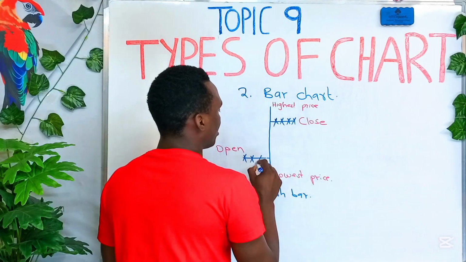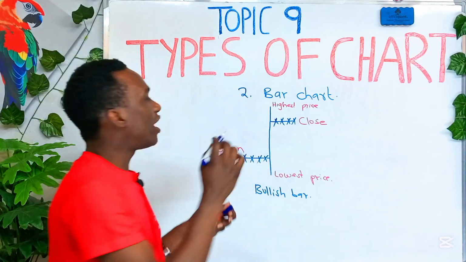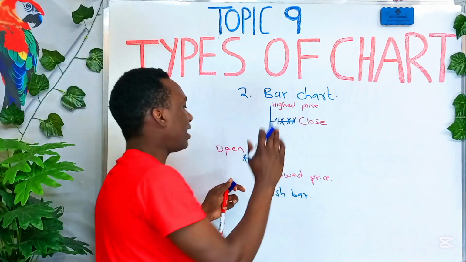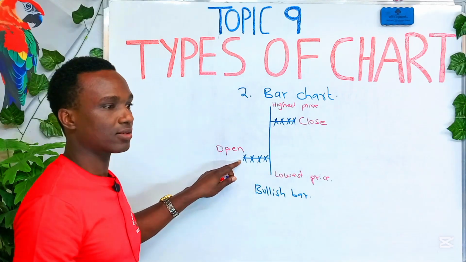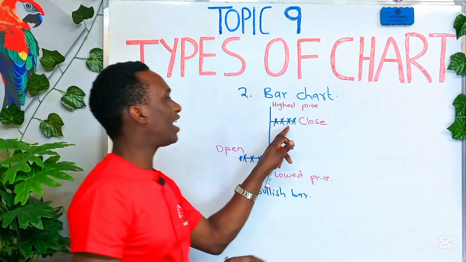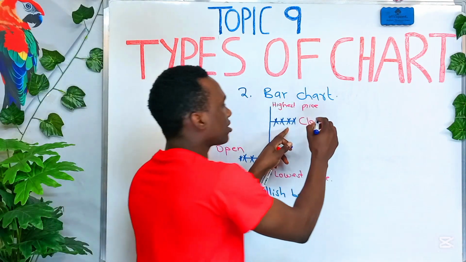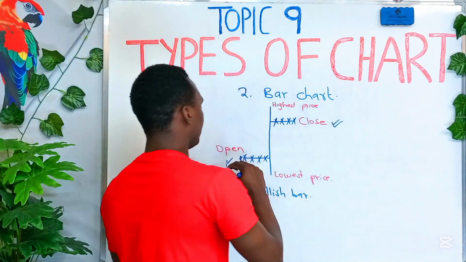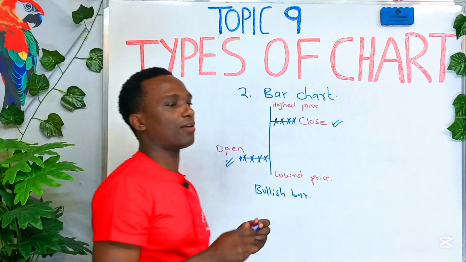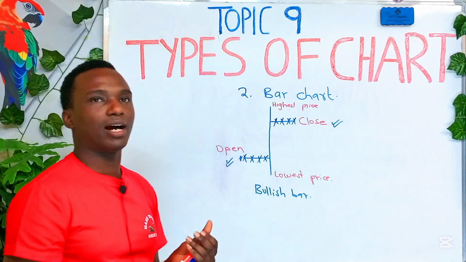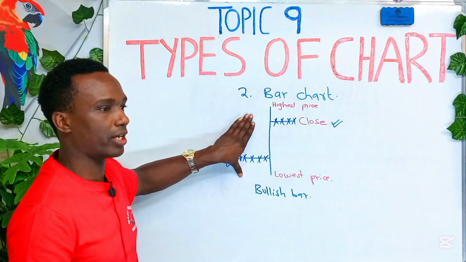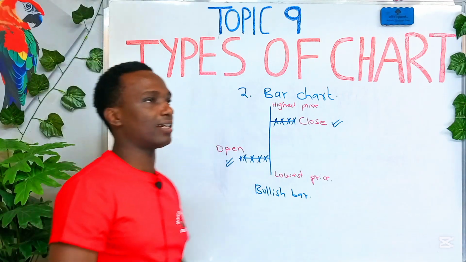Are you seeing these horizontal hashes? The horizontal hash on the left side of the bar is the opening price. So this one is the opening price, and the horizontal hash on the right side is the closing price. Yes. Any question about that? We are shifting to the candlestick. So this is the bar chart. Next we are looking at candlestick charts.